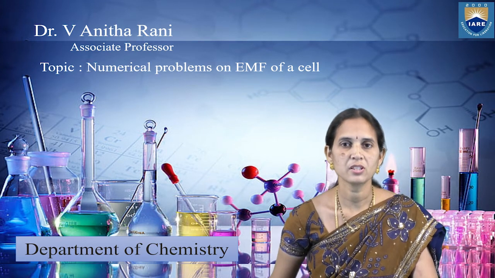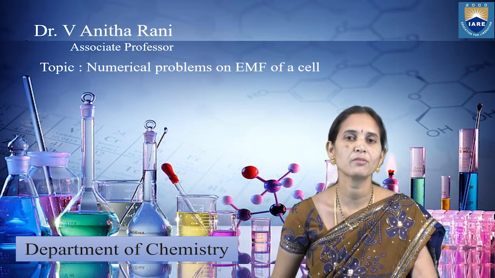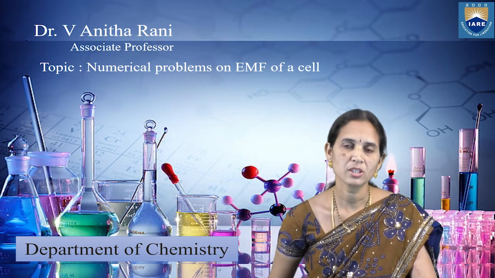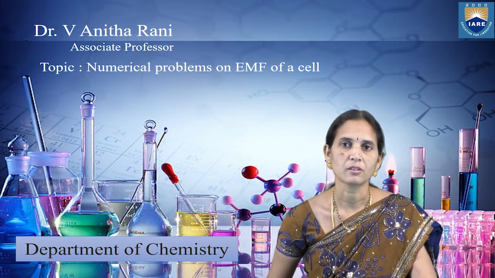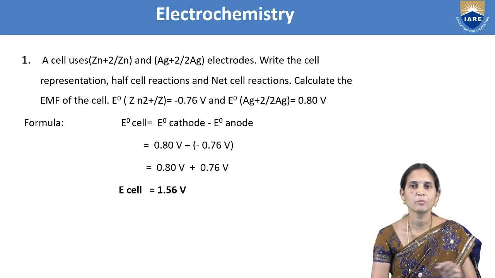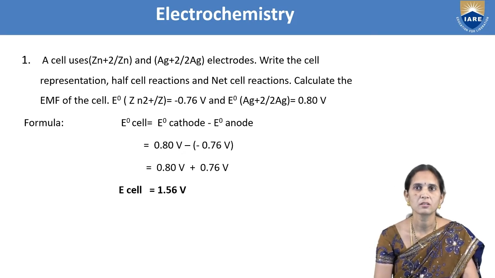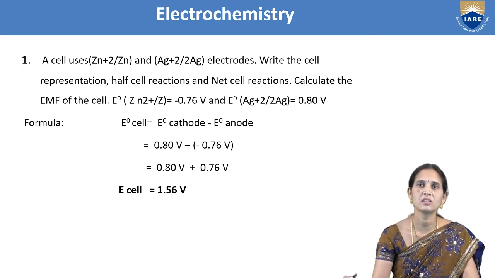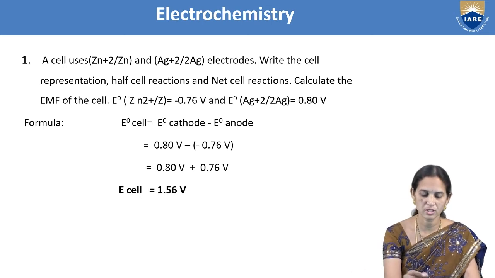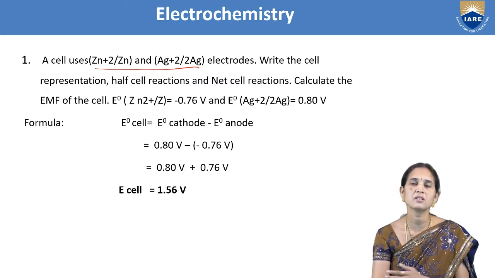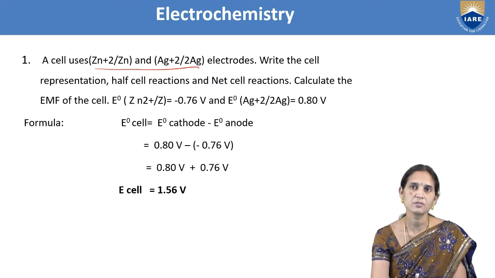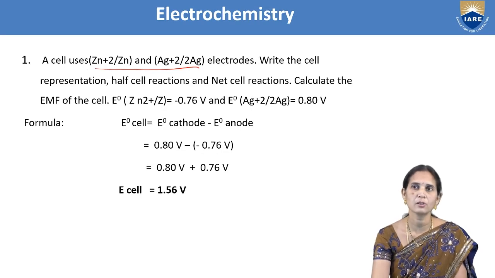So already we have discussed the problems on EMF of voltaic cell. So we are going to discuss some more problems on EMF of the cell. The first problem: a cell uses a zinc electrode in zinc sulfate solution and a silver electrode in silver nitrate solution. So the cell uses zinc and silver electrodes.